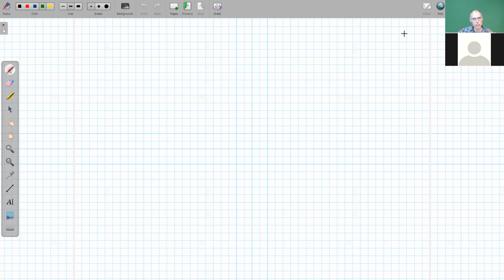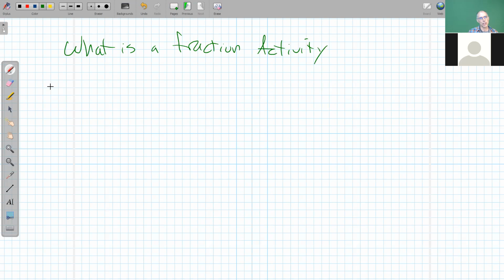All right, so the activity that we're playing with, what is a fraction activity, is looking at a couple of different things. One thing we're exploring is a fraction is a part of a whole. But a little more deeply about that part of a whole thing we do is when we write a fraction, we're writing a division. And so a fraction is a comparison using division.